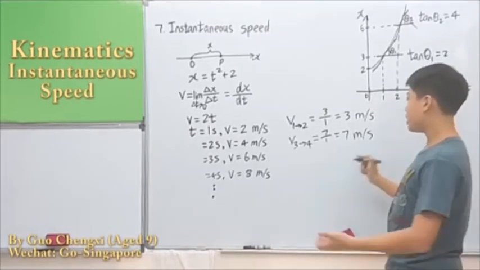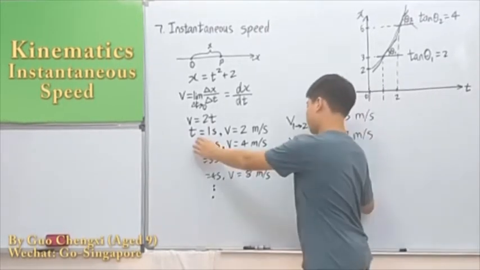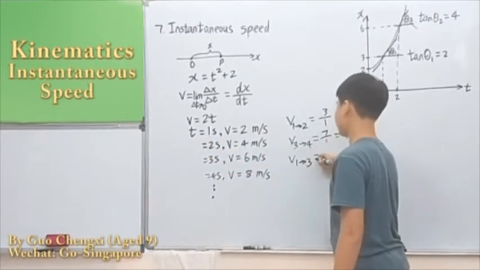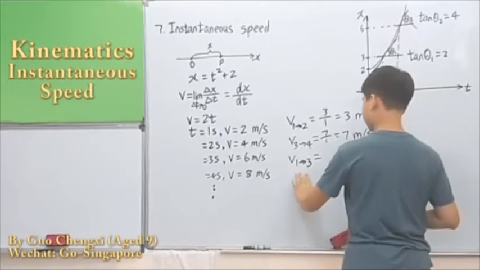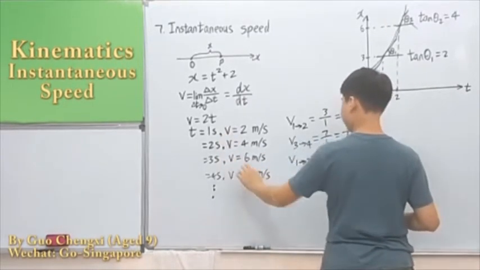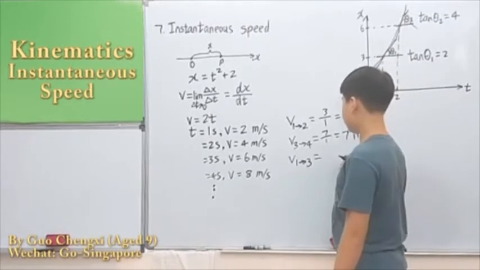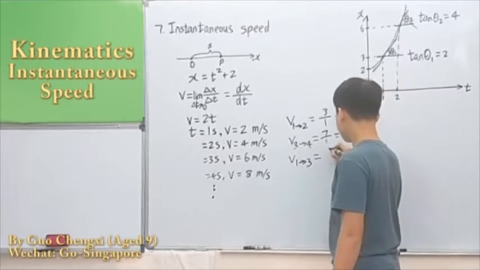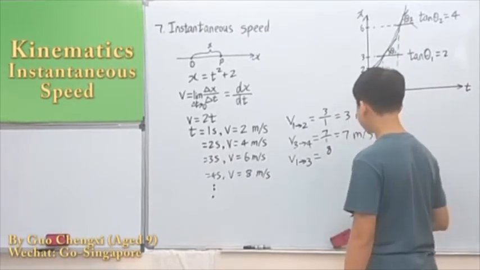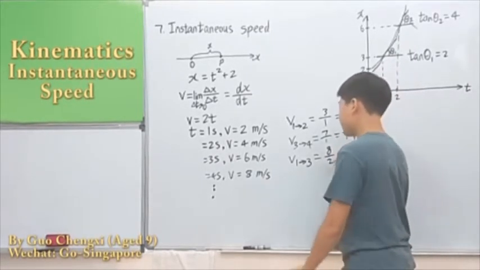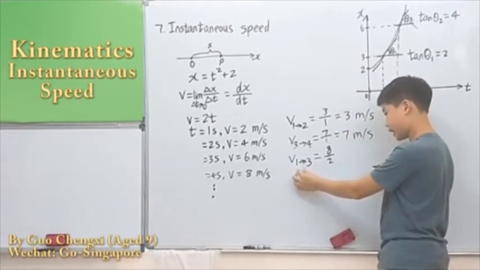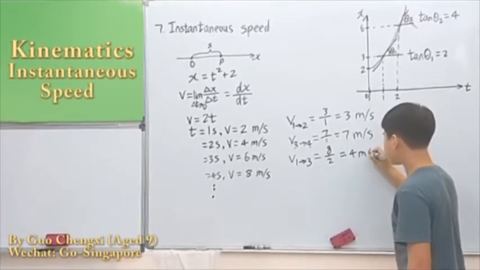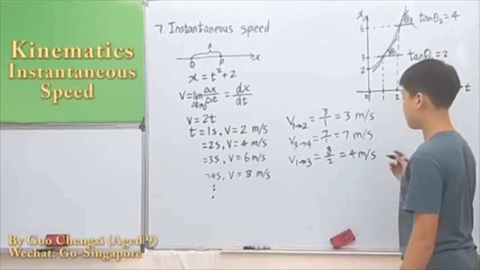So we have these. What if I go for more, like from 1 to 3? V from 1 to 3. At this part, 3 is 11. So you use that minus 3. So it will be 8. But this part will be a 2-second time. So yes, over 2, then what you get here will be 4 meters per second.